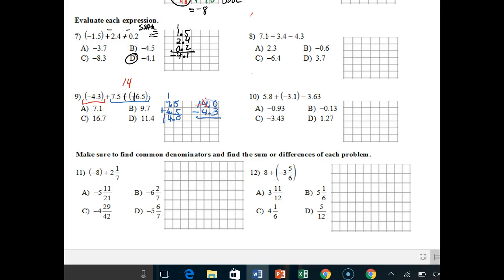So I'm going to borrow here from the 14, make it 13, make that a 10. 10 minus 3 is 7. Put my decimal down, 13 minus 4 is 9. 9.7. Is my answer positive or negative? It's positive because I had more positives than I did negatives.